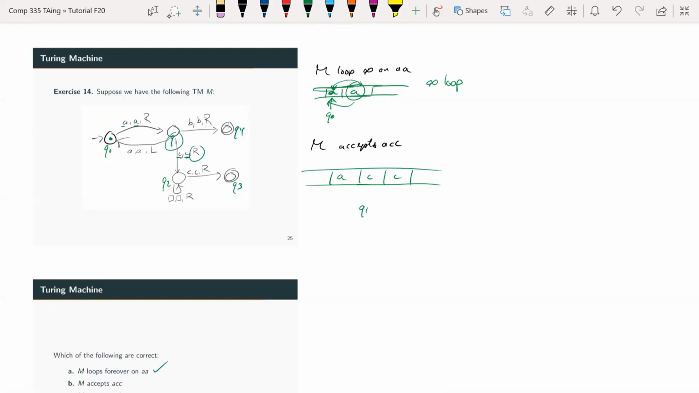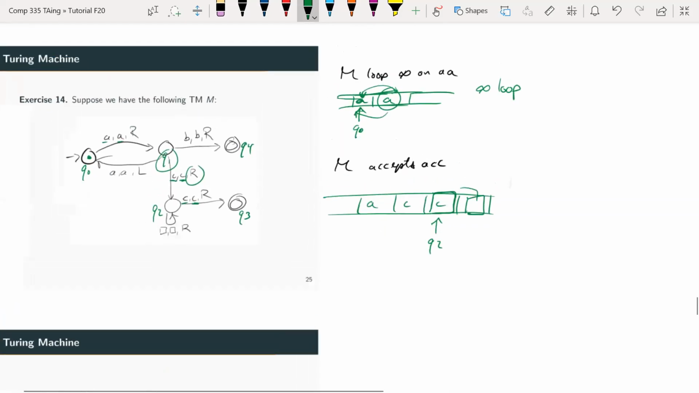So I'm going to move my pointer to the right, and I'm also going to go to a new state. I'm going to go to state Q2. So now my pointer is pointing at C, right? So don't get confused. Don't think that it's pointing at the blank symbol right after. It's pointing at C.